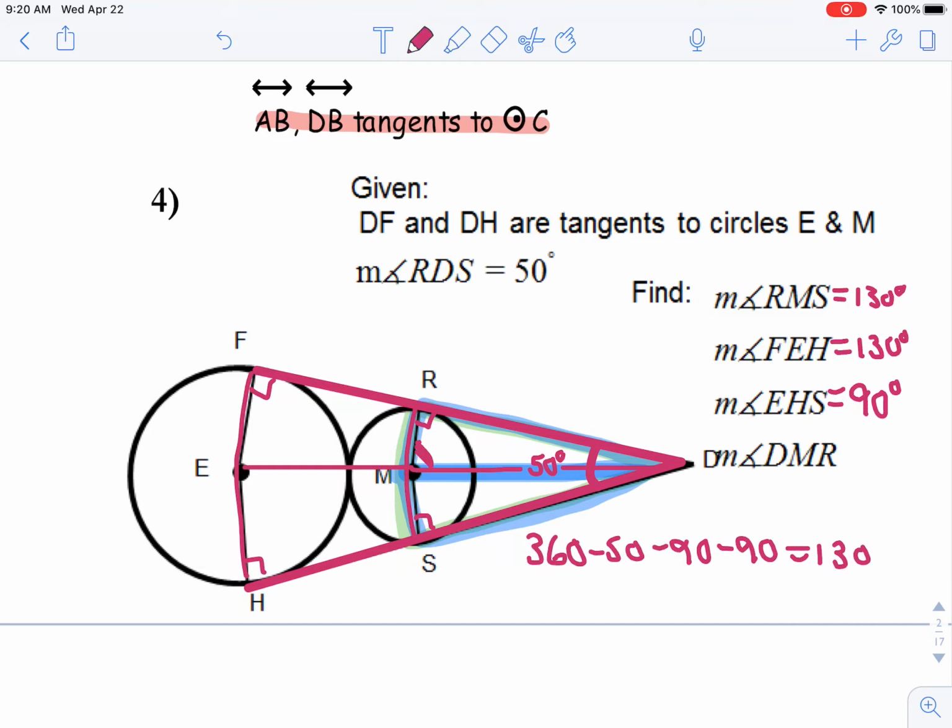So if we want to find DMR, which is right in here, we would see that this is a triangle, 180 degrees with a right angle, so take away 90. And then here we have this 50, which would make the small one 25. So minus 25. And you see that we're left with 65 degrees. Or you can think about it that it would be half of this big one, which was 130.